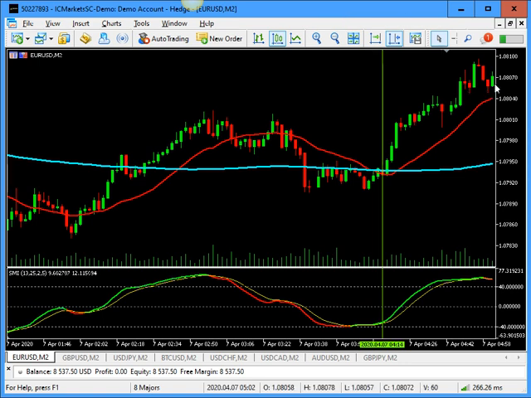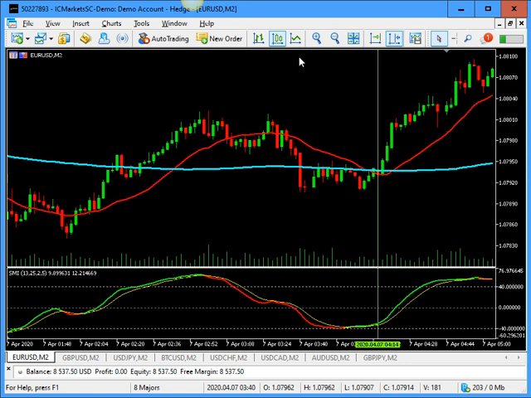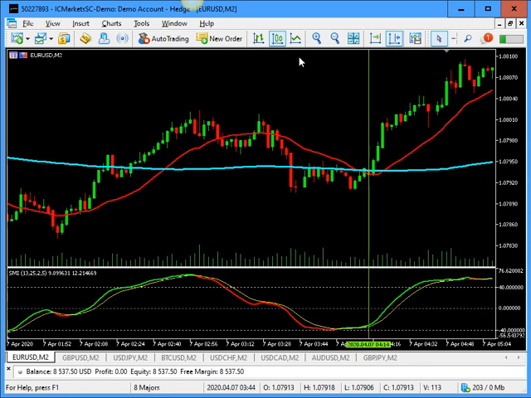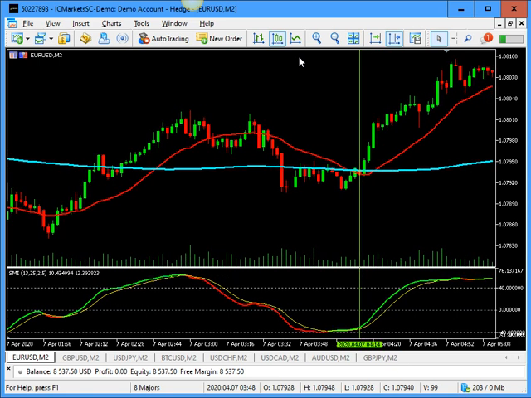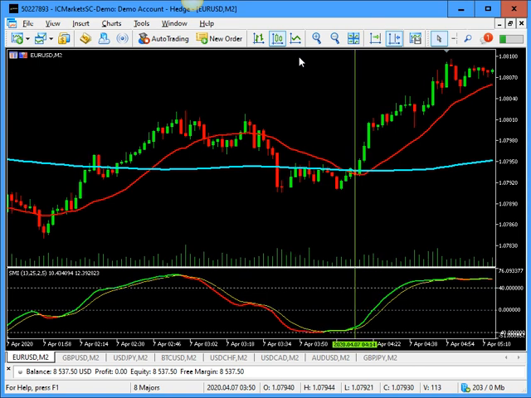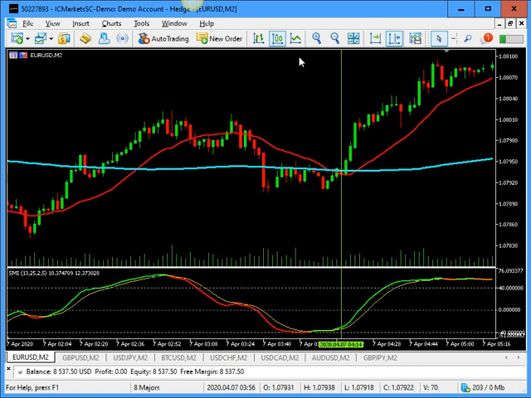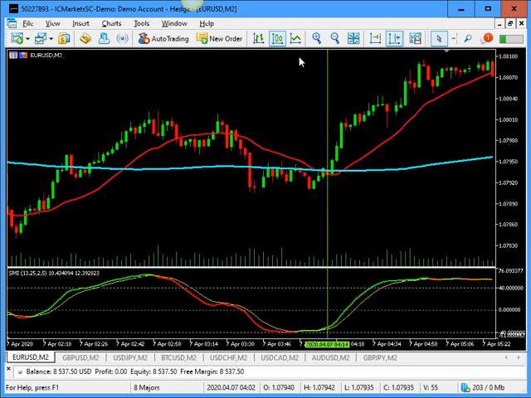Red taken out by green, close to the SMA 20. Okay, I'm going to move further forward. There she goes, and then a little flattish. I would pull out on that trade quickly because it's not moving. Okay, and then up she goes more. Well, I would have been out too early.